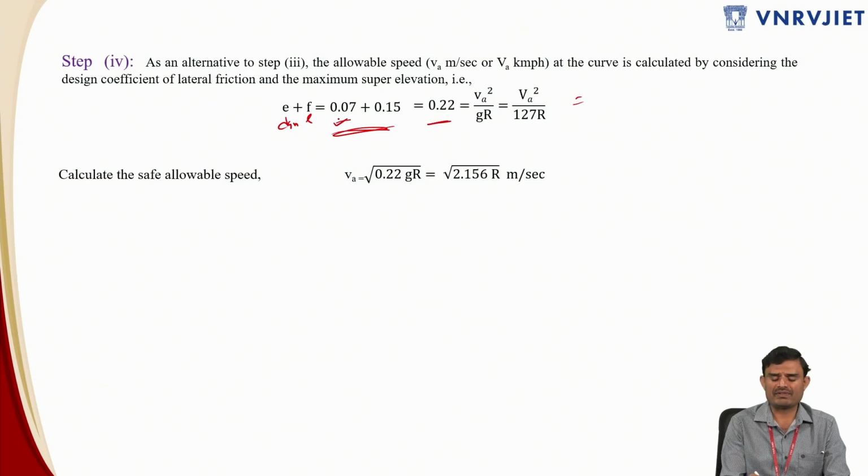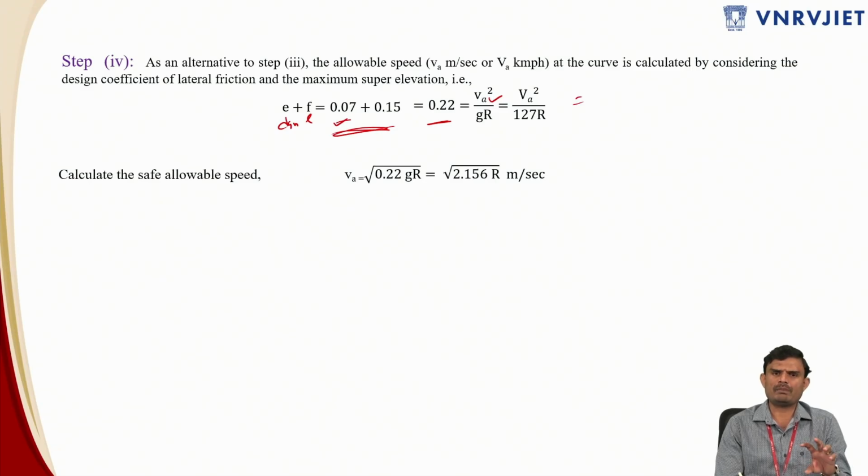In this particular case, as we have taken the maximum super elevation as 7%, this value has turned out to be 0.22. And here there is a new term introduced, that is VA. Instead of capital V, we are trying to reduce the speed of the vehicle for that particular portion, and that particular speed is nothing but allowable speed. So the formula remains constant, E plus FL is equal to V square by GR, as E and FL have reached the maximum values.